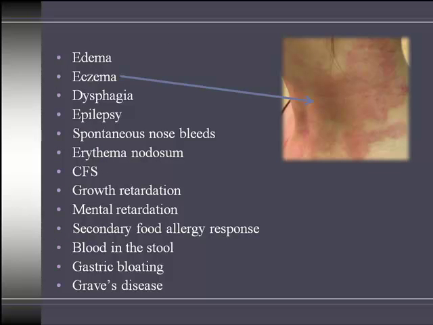Epilepsy. There was a special on Discovery Health Network not too long ago where a young boy had epilepsy, and it was actually misdiagnosed. What he actually had was gluten sensitivity that triggered his epileptic seizures. When his mother took gluten out of his diet, of course his epileptic seizures discontinued altogether. Spontaneous nosebleeds is another common manifestation that we see associated with gluten sensitivity. And then as you go down the list, you can see more and more.